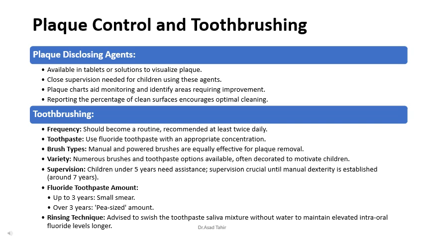Fluoride toothpaste amount. For littles, a tiny smear is enough for kids under 3. For older kids, a pea-sized blob is perfect for those over 3. Rinsing technique. After brushing, it's best not to rinse right away. Instead, swish the toothpaste around in your mouth without water. This helps keep fluoride in your mouth longer, making your teeth even stronger.